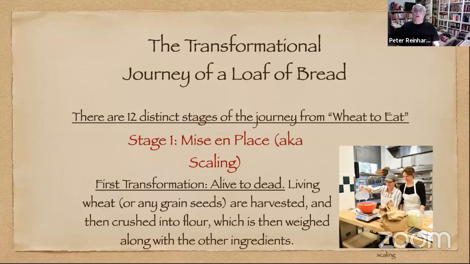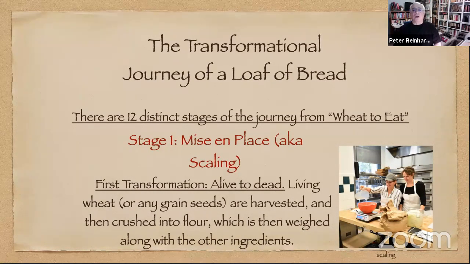And everything that we talked about is going to happen within the context of that. So on the transformational journey of the loaf of bread, there are 12 distinct stages that take us from wheat to eat. Now I'm using 12. I've seen in other books 10, 8. Everyone has a different way of describing it. This is not the only way of giving context to what goes on in this journey. But this is the way I define it, and I think it helps us to get our mind around it and give us a sense of structure as we think about all the things that are going on in the loaf.